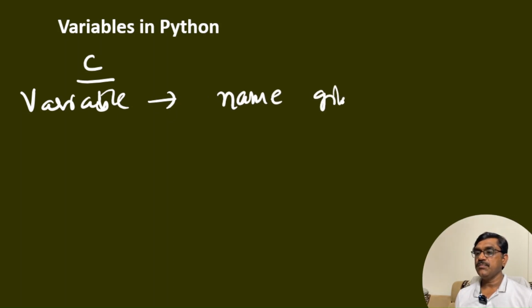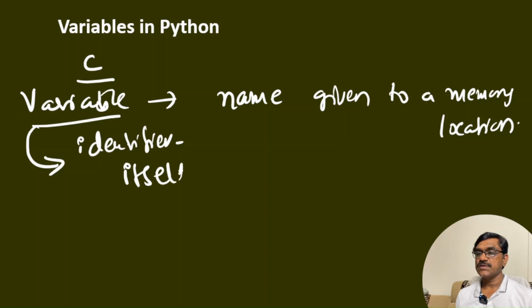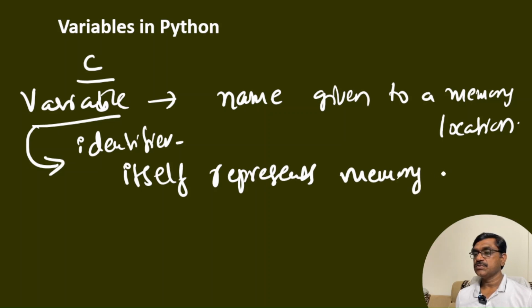In C, a variable can be defined as the name given to a memory location. This is the definition of a variable. A variable is also known as an identifier in C. Another important thing is that the variable itself represents a memory location. This is very important to note.